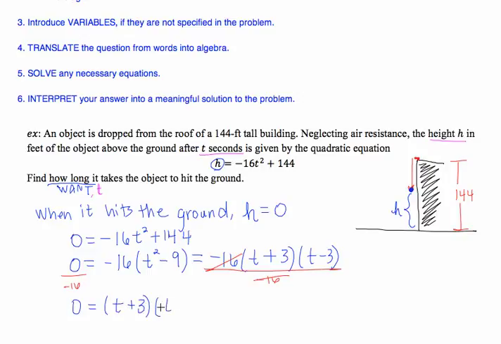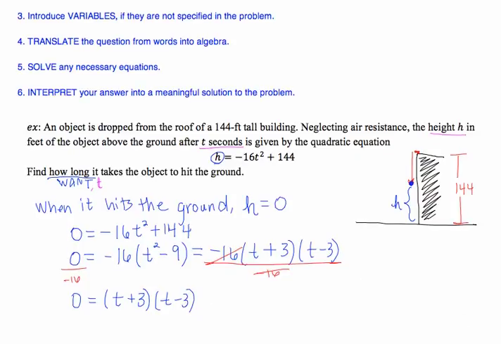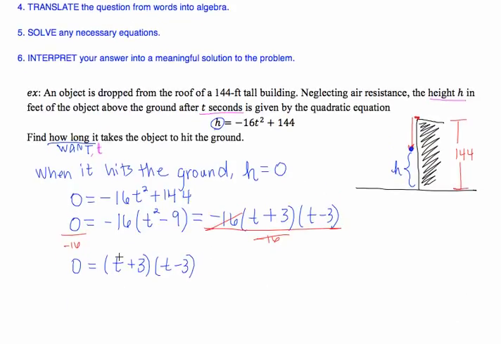So we have 0 equals (t + 3)(t - 3). Setting each factor equal to 0, we have t + 3 = 0, which gives us t = -3, and t - 3 = 0, which gives us t = 3. So we have two solutions.